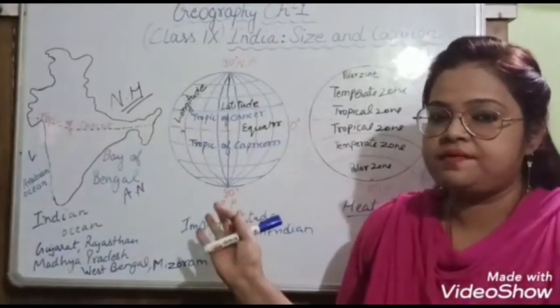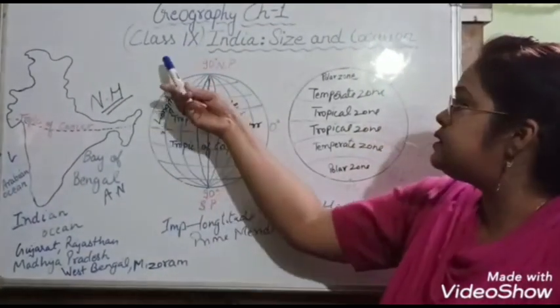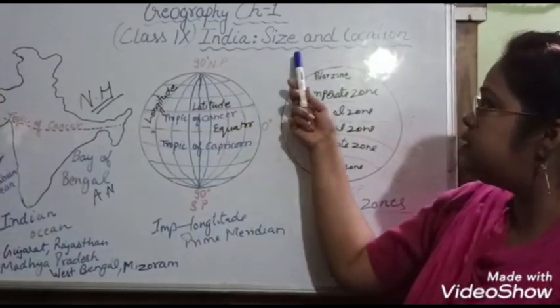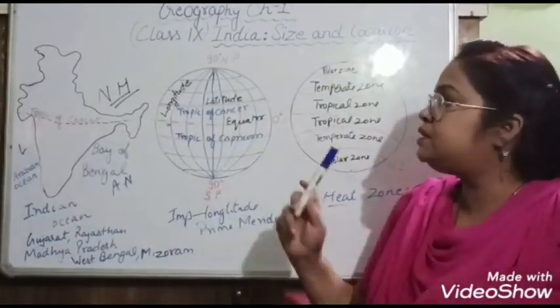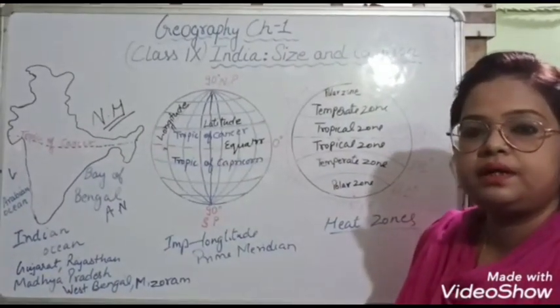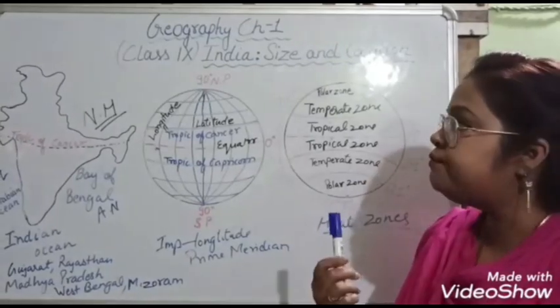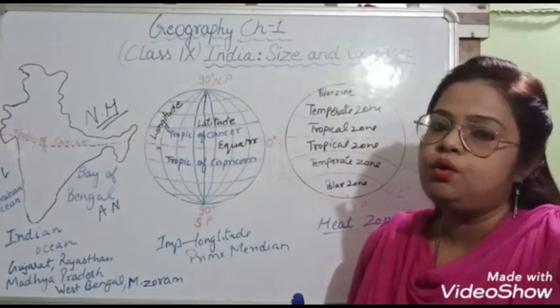Okay children, so you have seen the diagrams. It is very necessary, we are doing the class 9 chapter India: Size and Location, geography chapter number 1. It is a very important chapter because we are going to study the Indian subcontinent, everything. So we must know the size and location of India in the world.